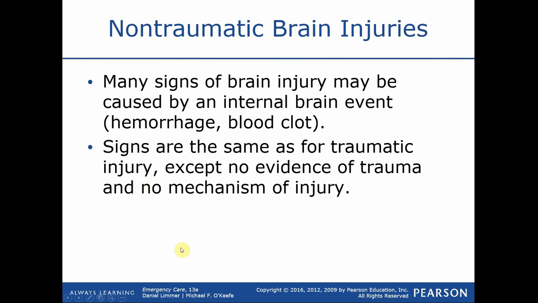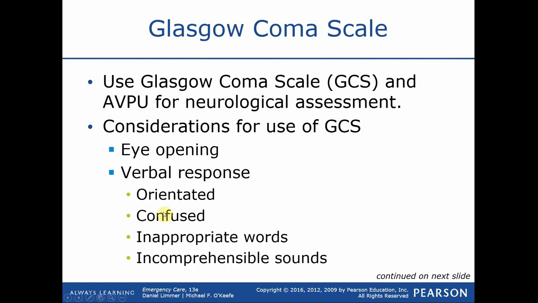For non-traumatic brain injuries, this is going to be your strokes, aneurysms, that type of stuff. You covered this back in the medical chapter, so there's not really a whole lot that we need to talk about in this case. Anytime we have an altered mental status, we should be calculating a Glasgow Coma Score. Again, something we've talked about in the past. If you don't have this down yet, keep studying it. You need to be able to calculate it, and you need to be able to calculate it on the fly.